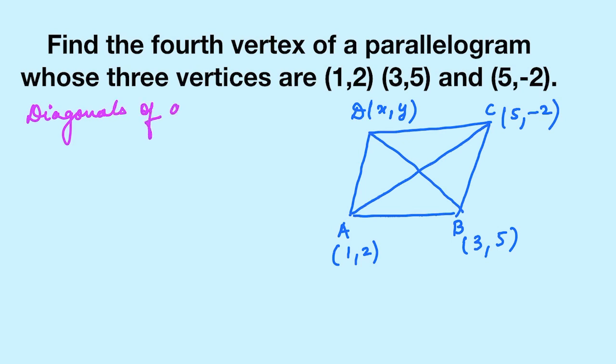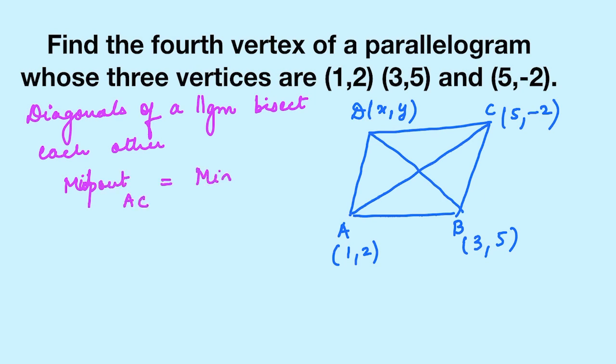Diagonals of a parallelogram bisect each other. So this means the midpoint of AC is equal to the midpoint of BD. The coordinates of that midpoint will be the same. So let's find the coordinates here.